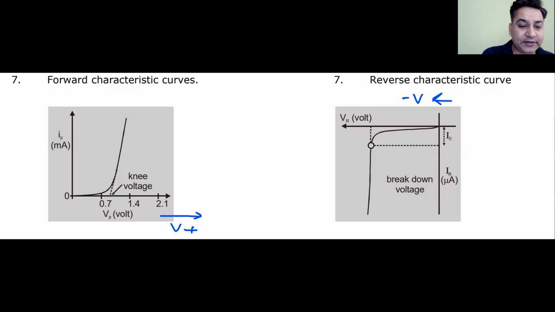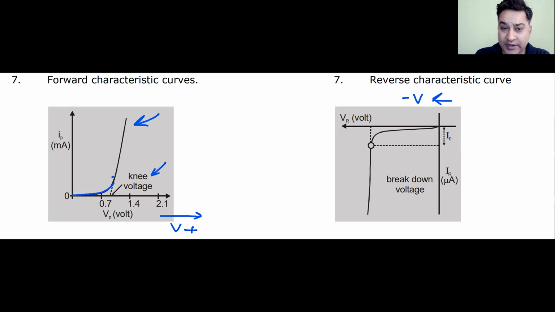Yes, sir. Forward biasing means positive voltage. Reverse biasing means negative voltage. Do we understand this? Yes, sir. And this is the curve. As we increase voltage, what you see is current increases, but it is not linear. And after a point, which is known as the knee voltage, if I increase the voltage more than that, the current increases tremendously. Do we see this?